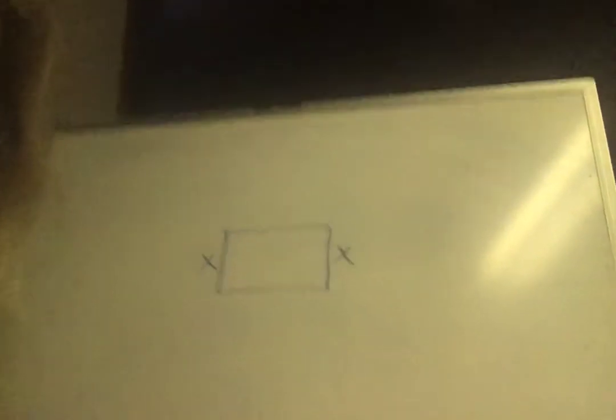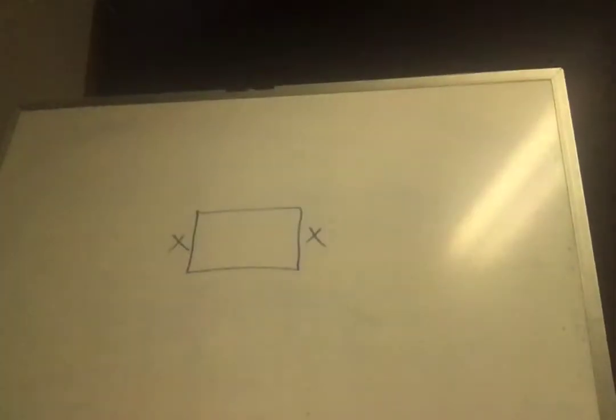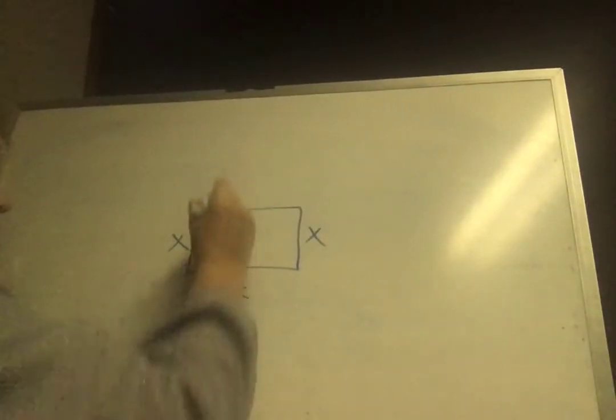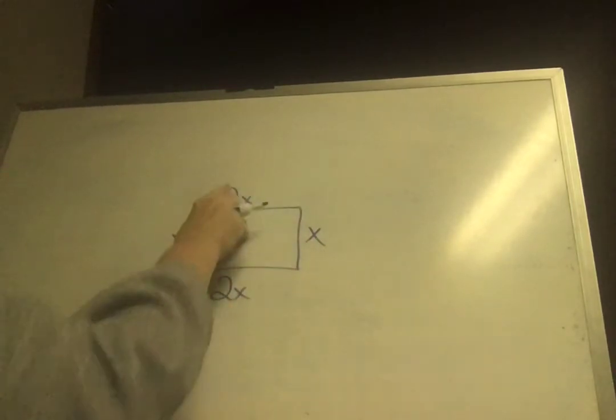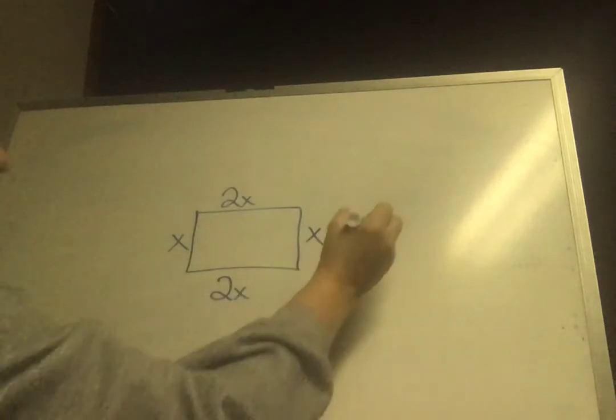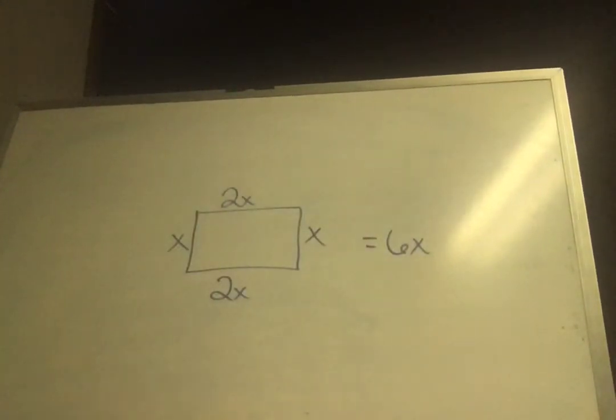And then it says the length is twice the width. And it says it wants the perimeter. So add up all the sides. X plus 2x plus x plus 2x. 2, 4, 5, 6. They want you to write 6x for an expression for this perimeter.